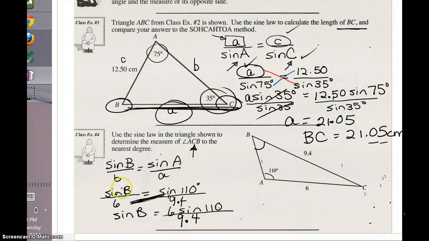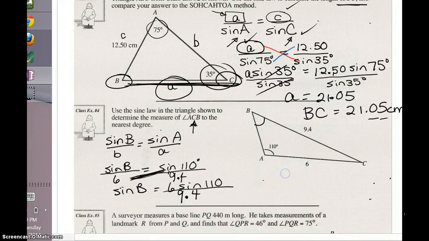I would have multiplied 9.4 times sine B, but then I divide both sides by 9.4 to get sine B all by itself. I'm going to go ahead and do that in my calculator. Remember, I'm looking for the angle, therefore I'm going to use my second function. I'm going to, first of all, calculate this out to be decimal 5998. Then I can find the angle using my second function. So angle B equals 37 degrees.